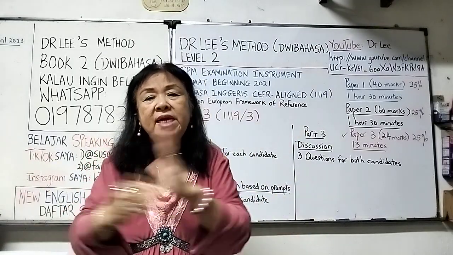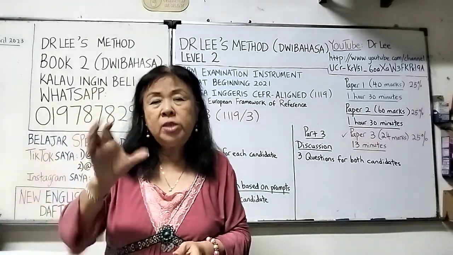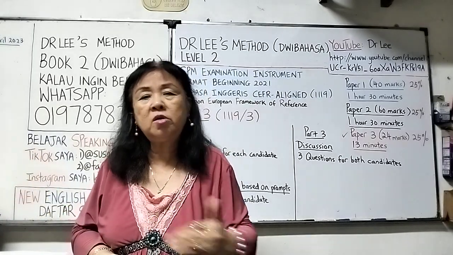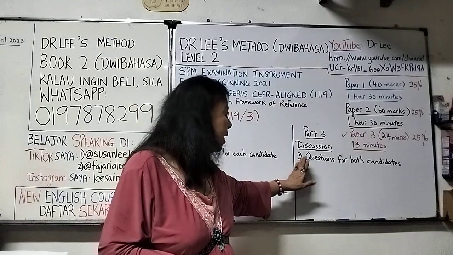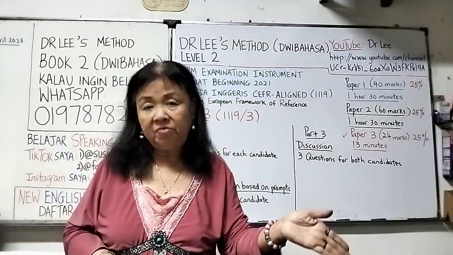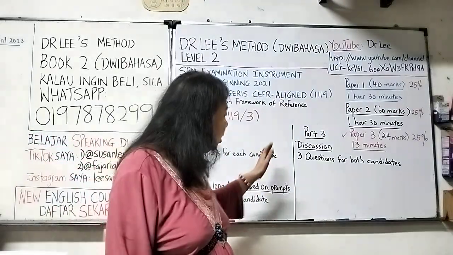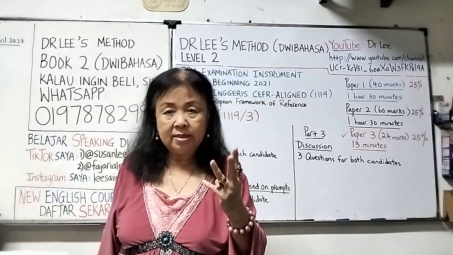So both of you will discuss, and then in the end you make a general conclusion, which is the most popular cause or the main cause of pollution, for example. And then the examiner will ask another 2 questions to each of you. Okay, but it's related to this pollution. So all in all, for part 3, there are 3 questions asked.